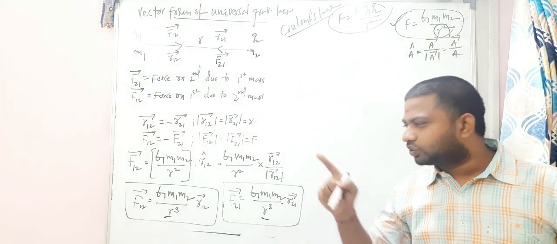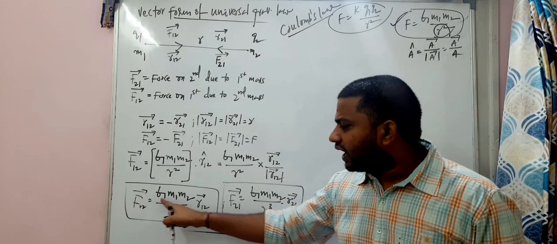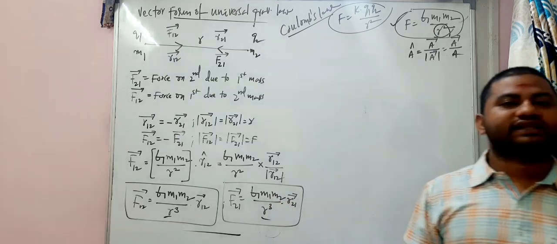The force of interaction between the charges also looks 100% the same. So this is K and this is Q1, this is Q2, it becomes K Q1 Q2, that's all.